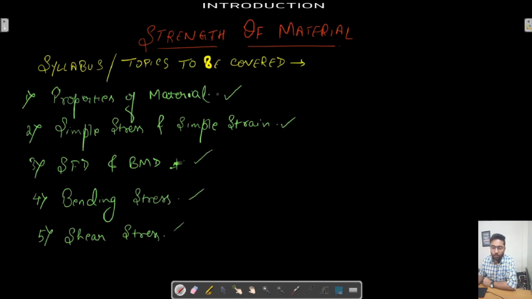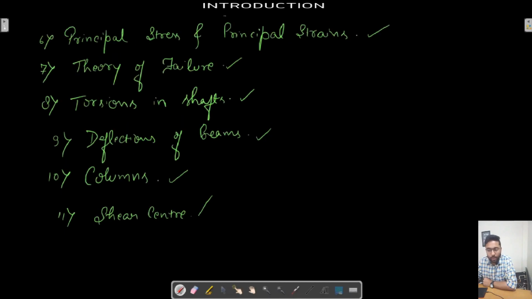Once again, if you wish to go through the syllabus, you can note it down. We'll be starting from properties of material. After that, simple stresses and simple strains. Then shear force and bending moment diagrams, followed by bending stresses. Then shearing stresses. Then principal stress and principal strains, and theories of failure. Torsion in shafts. Deflection in beams.